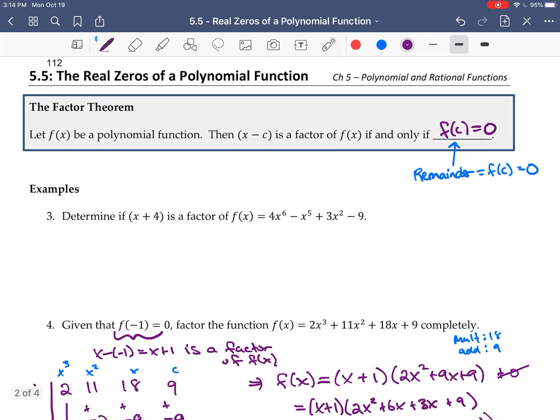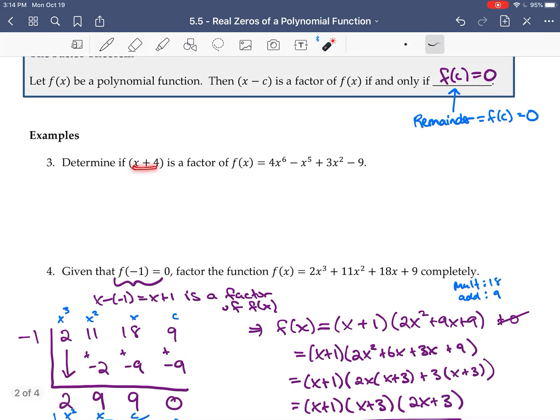Now, if f of c is 0, that means the remainder is 0, which tells us that x minus c is a factor of f of x. So this is one way you can tell whether something is a factor: by finding the remainder, which is done by evaluating the function at that value. Let's say we want to see, is x plus 4 a factor of this polynomial? Remember, x plus 4 is actually x minus negative 4, so this is our c value. To check, we evaluate f of negative 4.